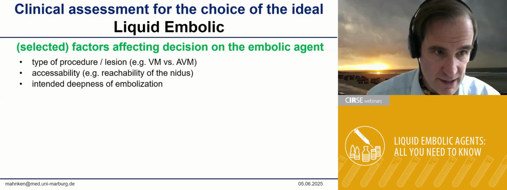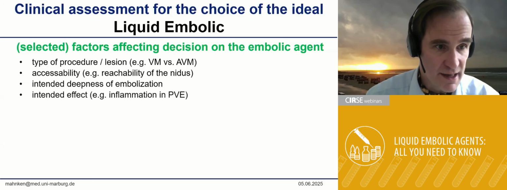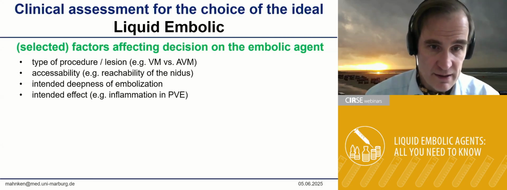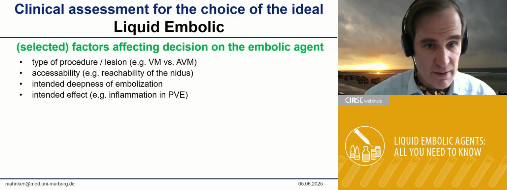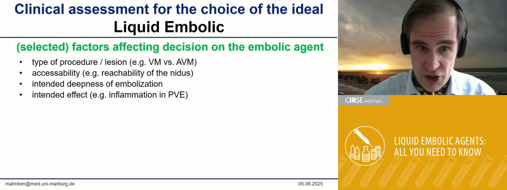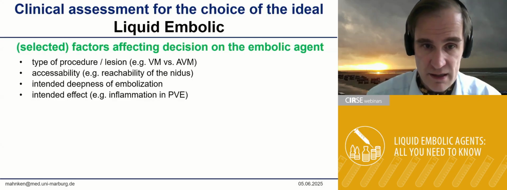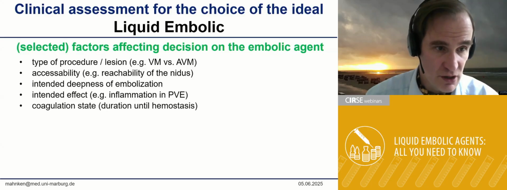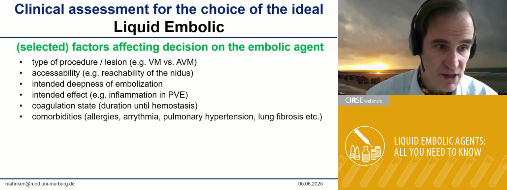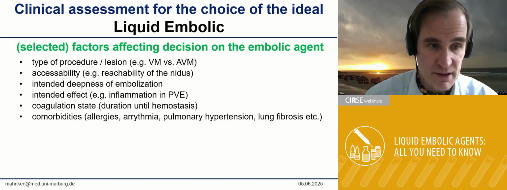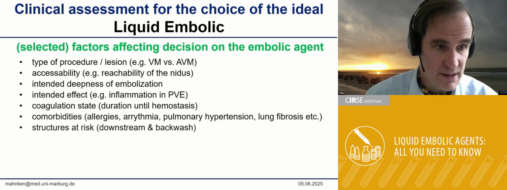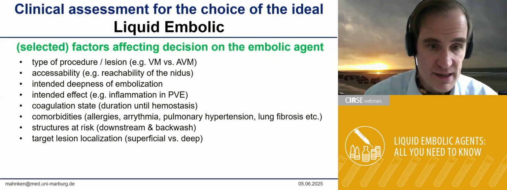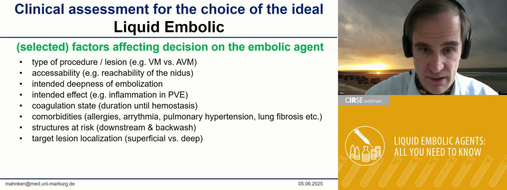Again, it's more or less related to the depth of embolization and the intended effect. If I want to do a PVE, I'm really happy if I get inflammation. And NBCA, so Histoacryl, is best in this way. It's much better than using any other embolic for portal vein embolization. Coagulation state might be a question, as well as comorbidities. And I will show you a case later where this is decisive. Structures at risk, target lesion localization, and whether it is superficial or deep.